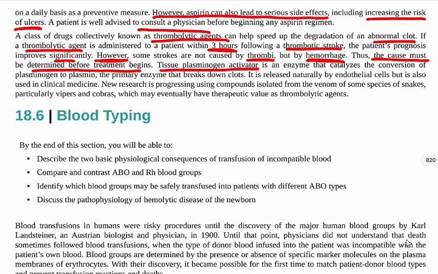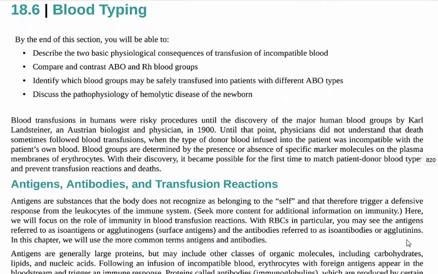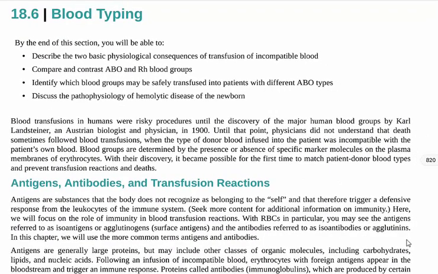Tissue plasminogen activator is an enzyme that catalyzes the conversion of plasminogen to plasmin, which is the primary enzyme that breaks down clots. So it is released naturally by endothelial cells, but is also used in clinical medicine. So one of those thrombolytic agents would be this, for example. All right, so that is finishing up our section on talking about hemostasis and talking about breaking down of those blood clots. Now we're going to move into blood typing.